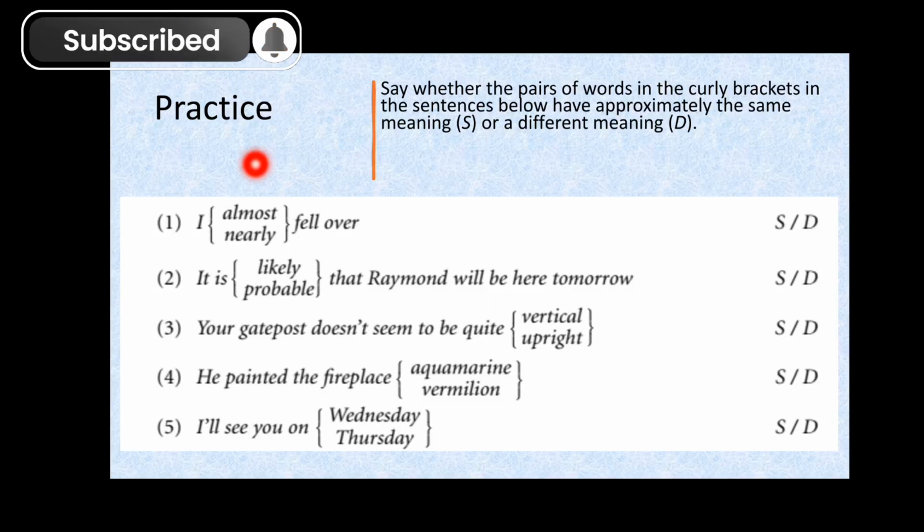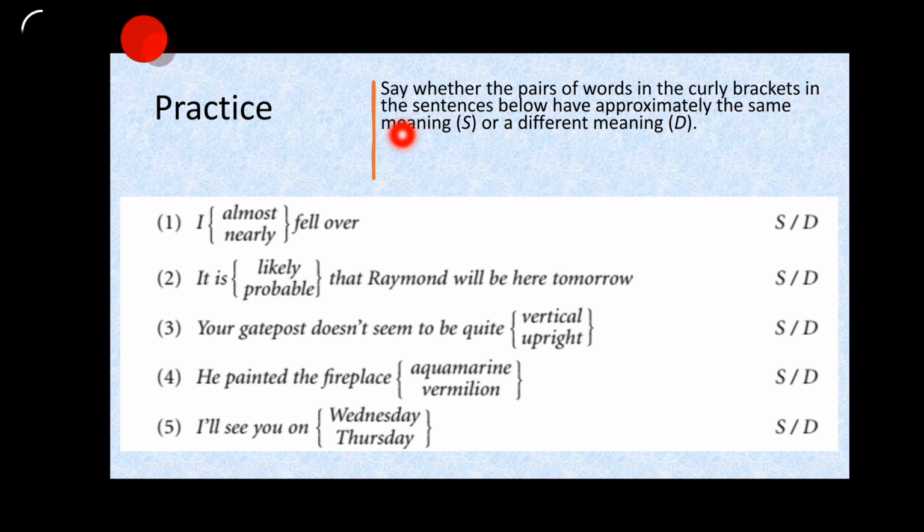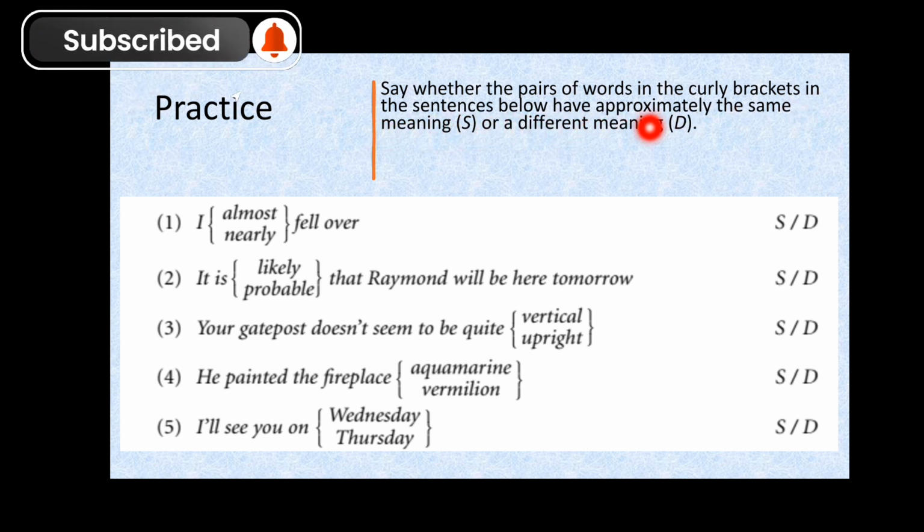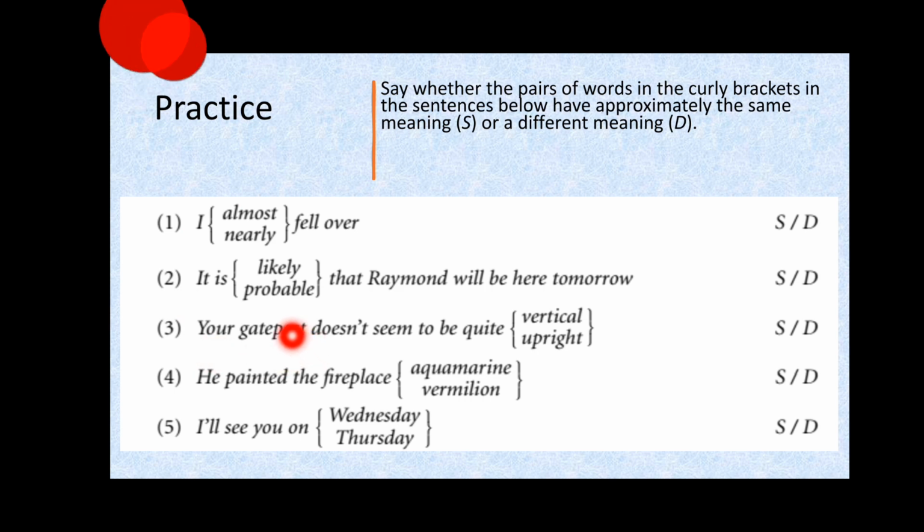You can see here we have some practice. Say whether the pair of words in the curly brackets in the sentences below have approximately the same meaning. S stands for same meaning, D stands for different meaning. Let's practice with me. The first one.